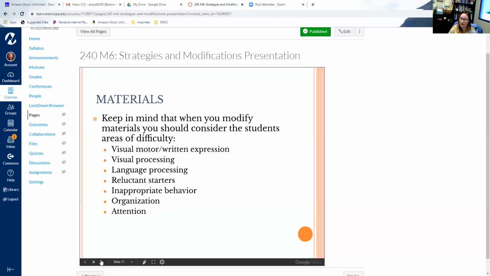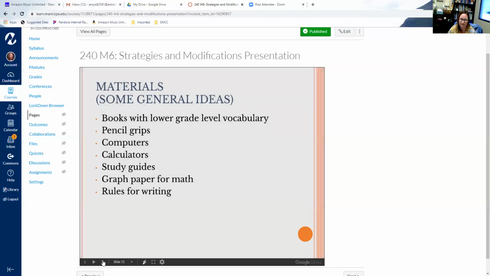The second thing, so those 3 parts were all about classroom. The next one is materials. So do we need to modify the materials in some way? Do we need to change how that material looks? Are there issues relating to someone's processing, whether it's language or visual information, how they write? Are they a hard to get started kind of kid? Are they having trouble with organization or attention?